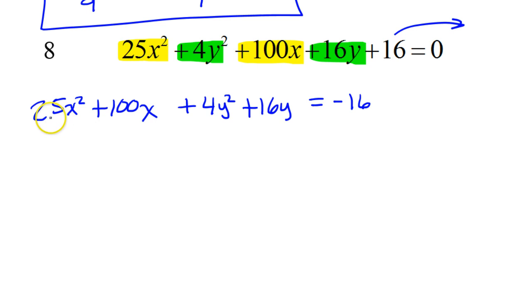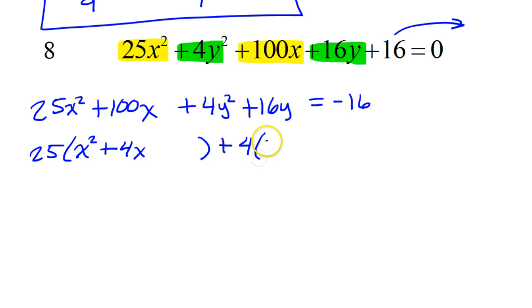Now I need to factor the leading coefficient outside of parentheses. So I'm going to take this 25 and put it out front, so I will have x squared plus 4x, and I'm going to leave space here to complete the square. And then I'll do the same thing with this 4, factor it out of the parentheses, so I will have y squared plus 4y, leave some space to complete the square, is equal to negative 16.